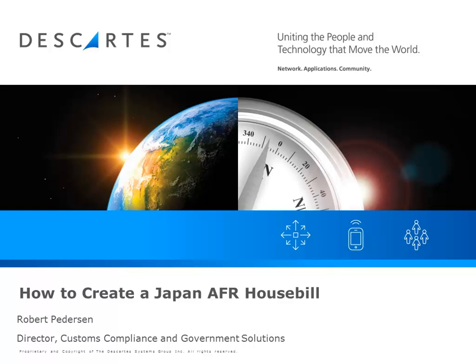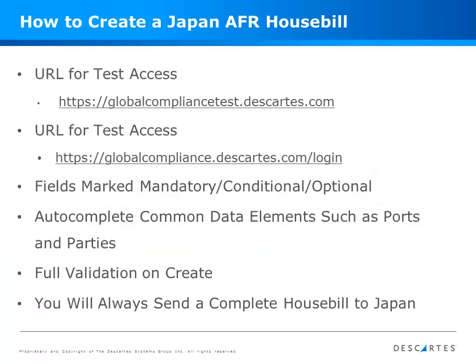In this screencast, I will take you through the steps necessary to create a compliant Japan AFR House Bill in the Global Trade Compliance JP24 application. Users familiar with the data elements of a Japan AFR House Bill will have no trouble entering complete and valid data quickly. New users are sure to learn the requirements quickly and completely thanks to the UI's autocompletes and validations on Create. You will never submit an incomplete house bill to Japan Customs.